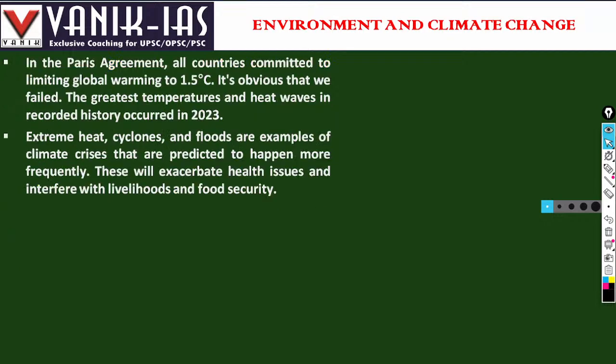In the Paris Agreement, all countries committed to limiting global warming to 1.5 degrees centigrade. It is obvious that we felt the greatest temperature and heat wave in recorded history in 2023. Extreme heat, cyclones, and floods are examples of climate crises that are predicted to happen more frequently. These will exacerbate health issues and interfere with the livelihood and food security of the people around the world.